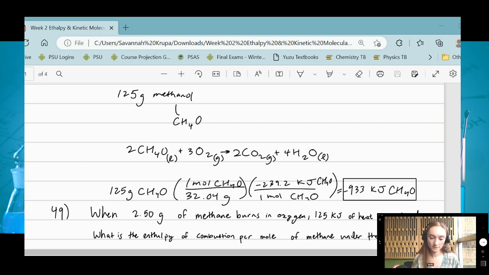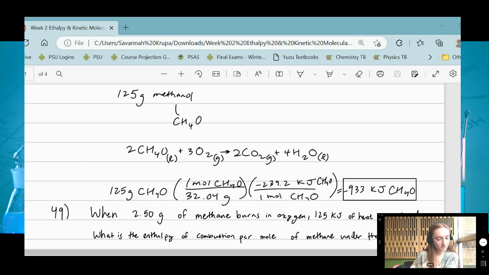Since it was an exothermic reaction, it makes sense that this might be as well, because it's releasing heat to be able to break this down, or not break it down, but to transform it into CO2 and water. So that is the answer to 46. So let's move on to the next problem.